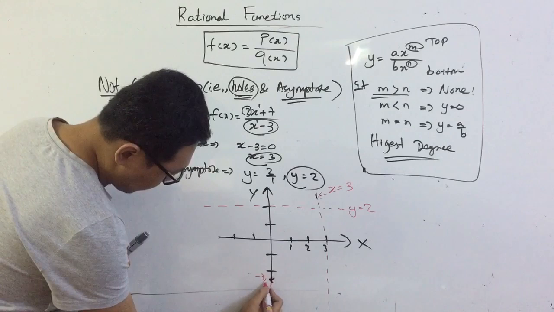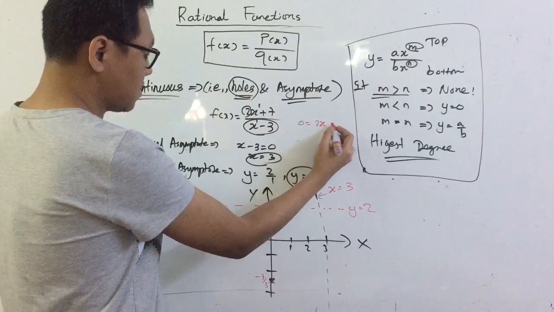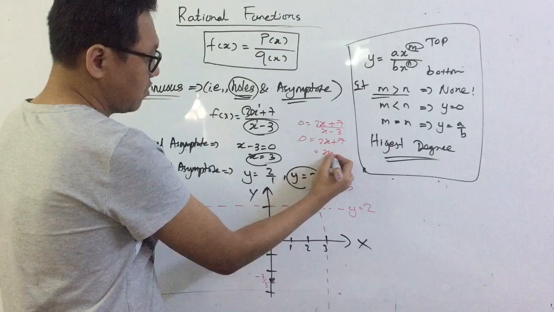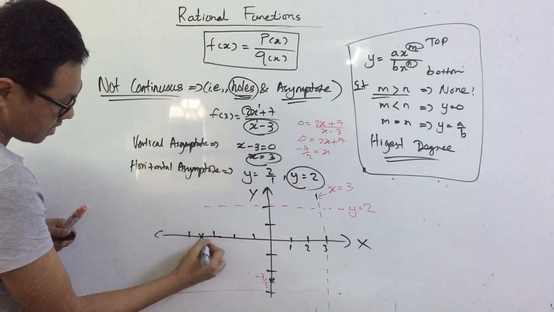Negative 7 over 3. And the x-intercept will be when y is equal to 0. So if you put in 0, it will be 0 is equal to (2x plus 7) over (x minus 3). So x minus 3 will be multiplied here, so it will be 0 is equal to 2x plus 7. So x is equal to negative 7 over 2, which is negative 3.5. So the x-intercept will be somewhere around here, 3.5, right? Which is here, that's the x-intercept.